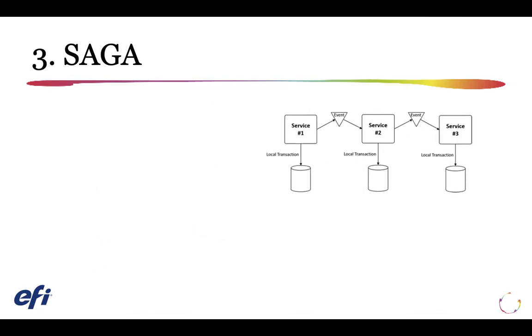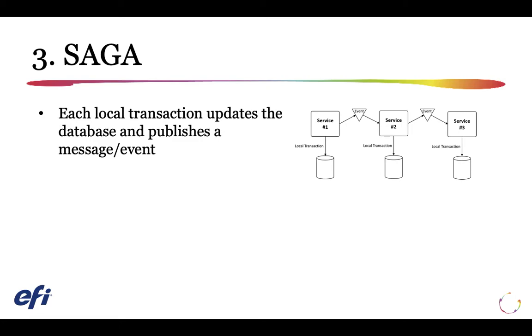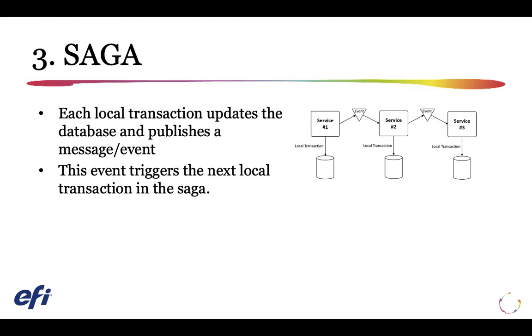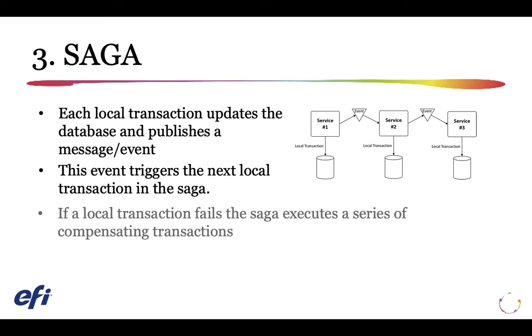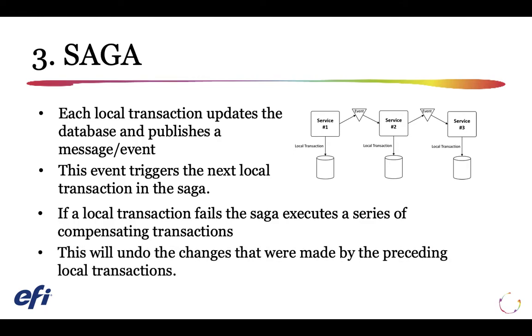Let's see it in detail. After the first local transaction happens, the service pushes a message or an event. This event triggers the next local transaction in the saga. If a local transaction fails, the saga executes a series of compensating transactions which will take all the databases back to the old state. This will undo the changes that were made by the preceding local transactions. So all services are eventually consistent.